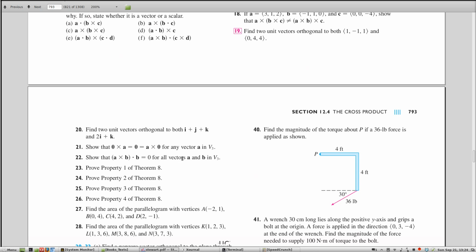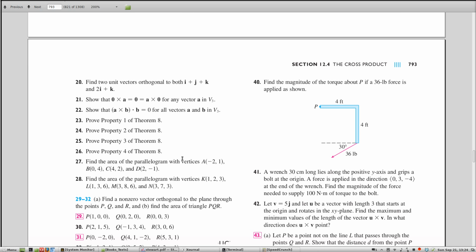What else have they got here? Proving the properties. I'm not going to ask you to do that on the exam. I think it's too hard, but if there were a lot of math majors in the class, I would make you do this.